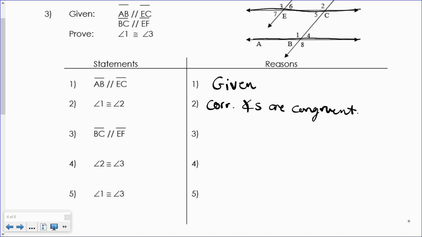Which ones? The symbol right here? Yeah, that's the symbol for parallel.